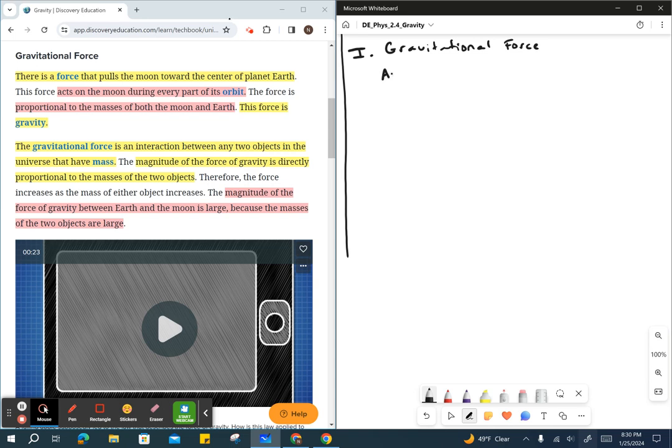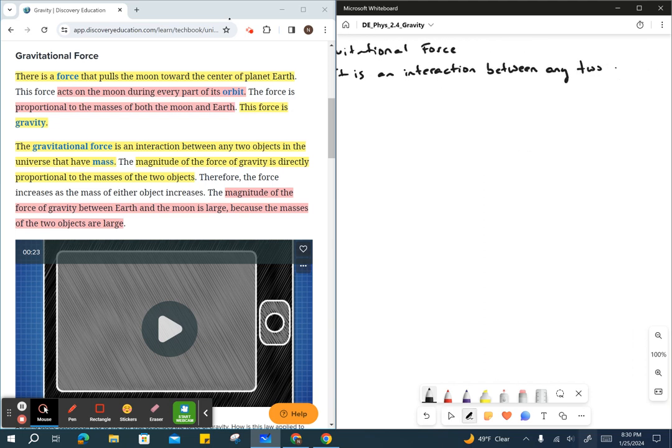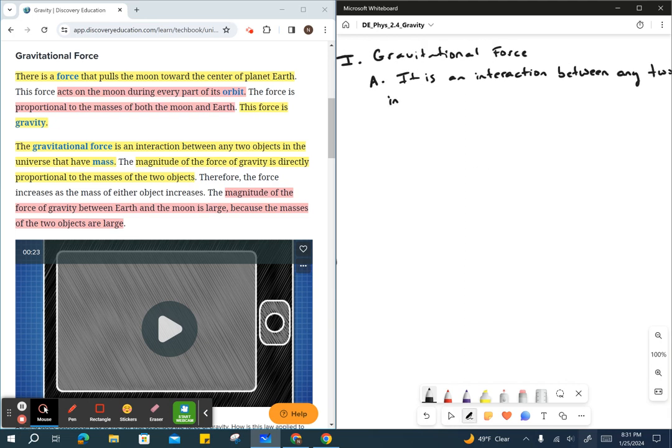Okay, so we'll say letter A. Gravitational force: it is an interaction between any two objects in the universe that have mass.